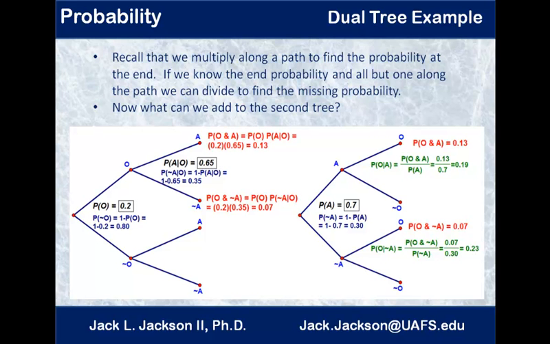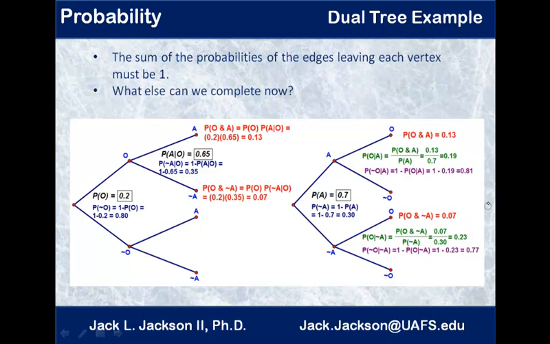Well, now we're back. Do you remember that these probabilities must add up to 1 coming out of each branch? Well, if you remember that, then you know that we can get these purple probabilities here. So we take 1 minus the 0.19 to get 81% for the probability of not O given A, and down here we can get 77% for the probability of not O given not A.